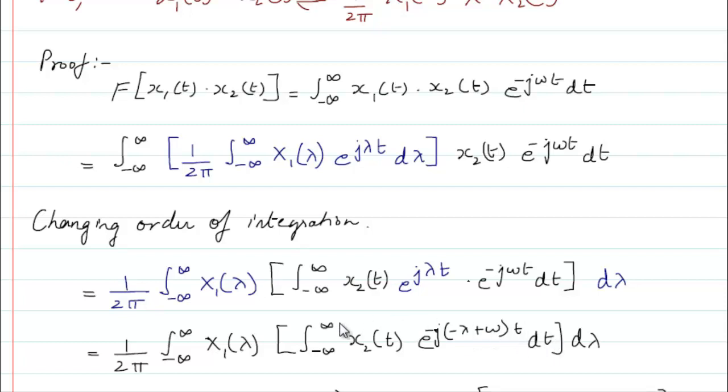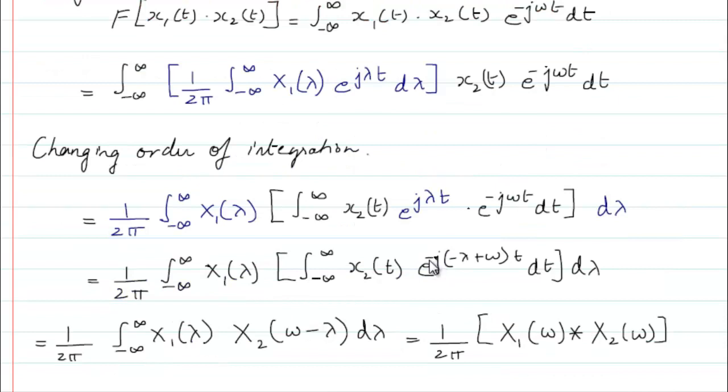So what is this? This is the Fourier transform of x2 of t, which is capital X2 of omega, but instead of omega I will write omega minus lambda. So that is what exactly we have done here. So this whole bracket gets replaced as X2 of omega minus lambda, and now look at this equation. This big equation has now converted into such a small equation.